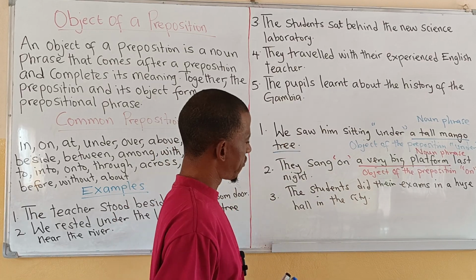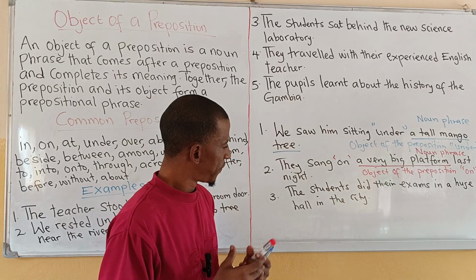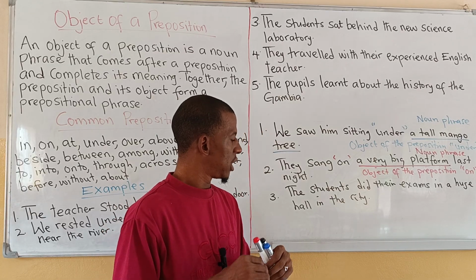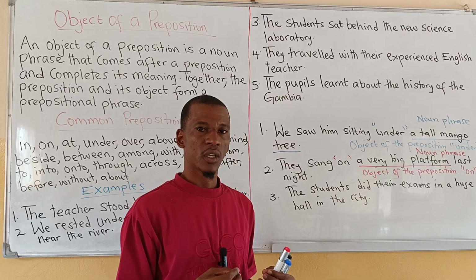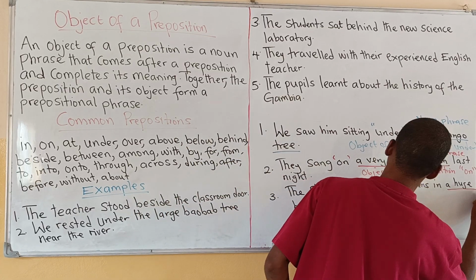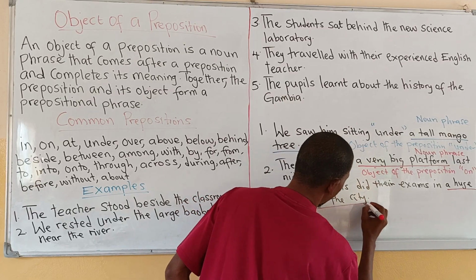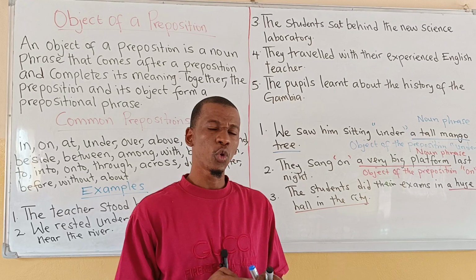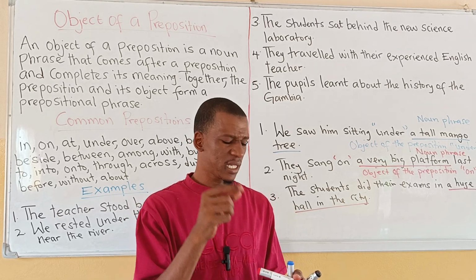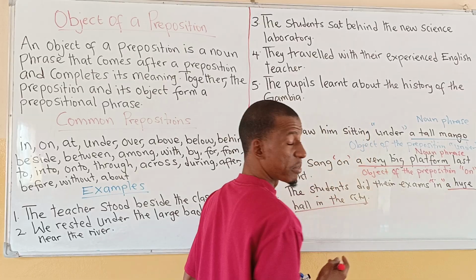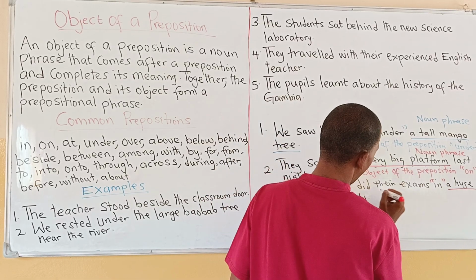Let's underline our noun phrase. The sentence reads, the students did their exams in a huge hall in the city. So let's underline our noun phrase. Our noun phrase is a huge hall in the city. This is our noun phrase. Now, before the noun phrase, do we have a preposition? Yes, there is a preposition, and the preposition is in. Okay, this is the preposition. Okay, so this is also a noun phrase.